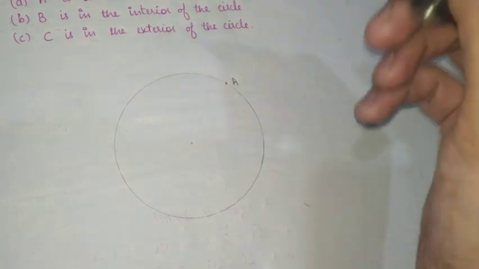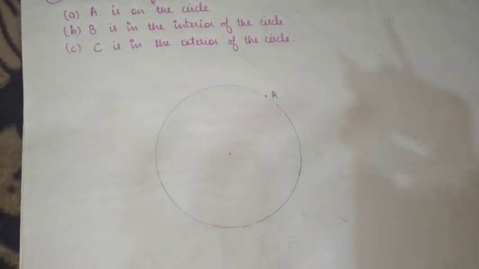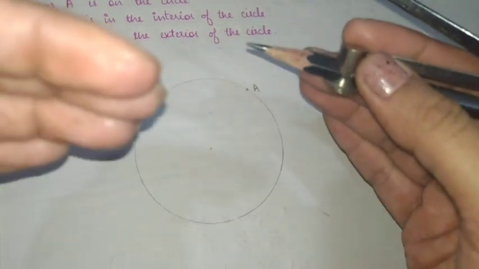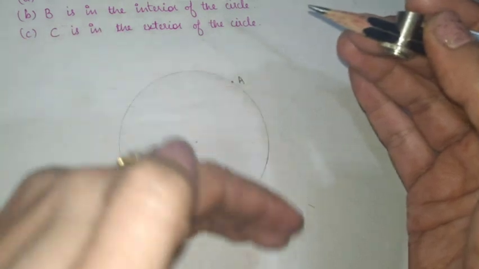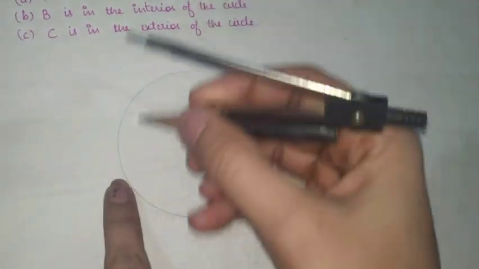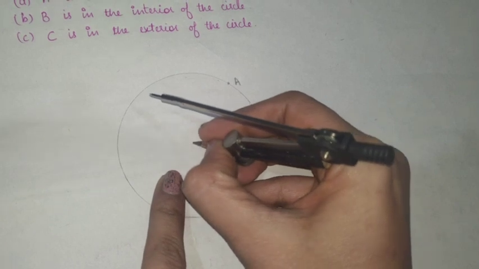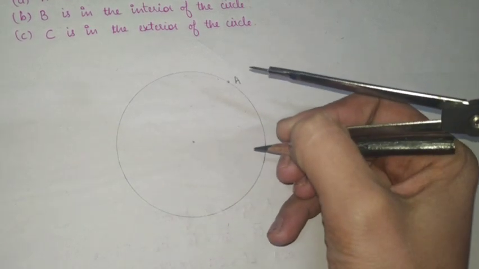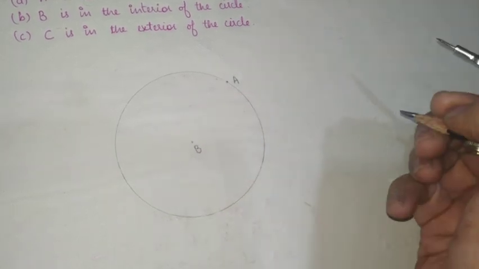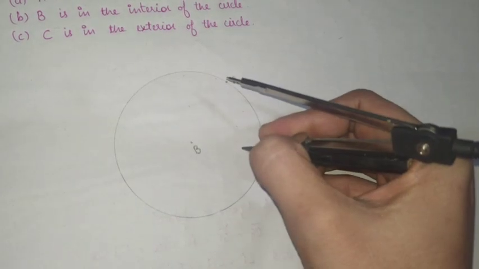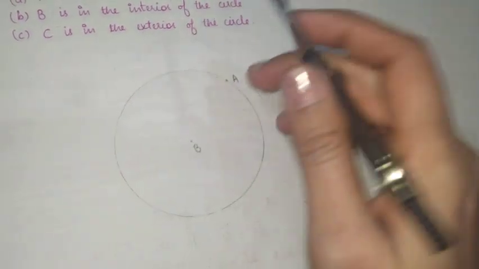Very easy. Now point B is in the interior of the circle. Interior means inside, as the name says, inside the boundary of the circle. So anywhere inside the circle, or I'll just take this part only since the center is in the interior of the circle. I'll label this point as B. You can take any point as B inside the circle.